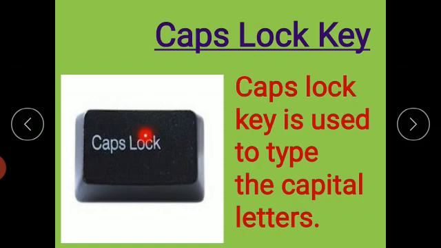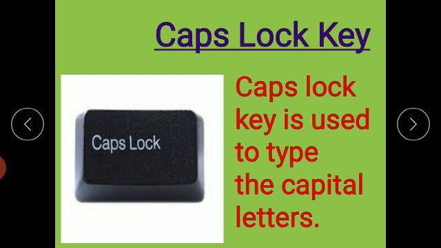Children, when we press this click, one light is represented on the keyboard at the right side of the corner. It means this key is open. It means this is the on position. So now whatever letter you type, it shows in capital letters on the monitor. When the caps lock key is on, whatever you type appears in capital letters on the monitor.